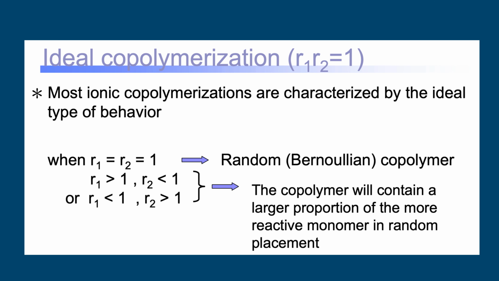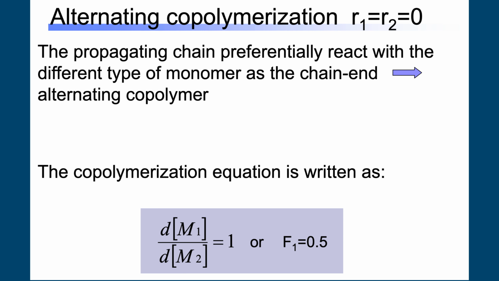These simple ratios possess profound physical significance. When r1 equals r2 equals 1, neither radical exhibits a preference for either monomer. Polymer composition therefore follows the monomer feed, resulting in an ideal random copolymer. When r1 is approximately 0 and r2 is approximately 0, each radical overwhelmingly prefers the opposite monomer. Cross-propagation dominates over homopropagation, yielding nearly perfect alternating copolymers.